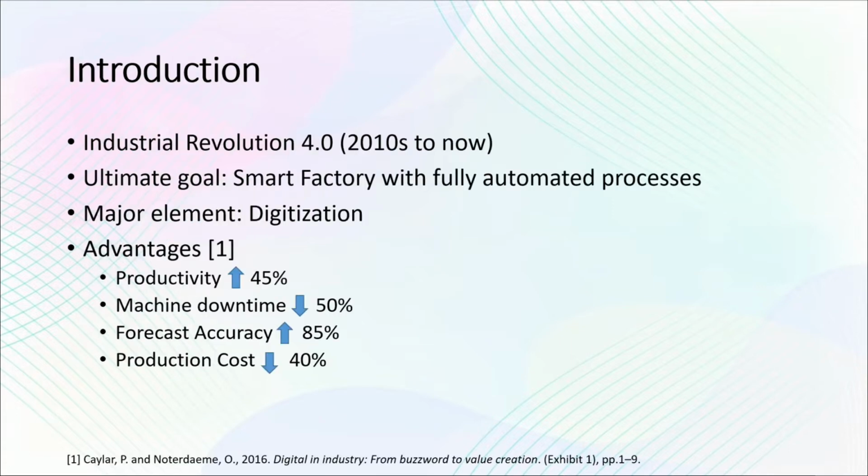First is the introduction. Industrial Revolution is the transition of agricultural and handicraft economy to industrial and machine manufacturing economy. Currently, we are in the fourth revolution, and the ultimate goal of IR 4.0 is to attain smart factory with fully automated processes. The major element in IR 4.0 is digitization. According to the research, IR 4.0 has the following advantages, mainly on increasing productivity and reducing production cost.